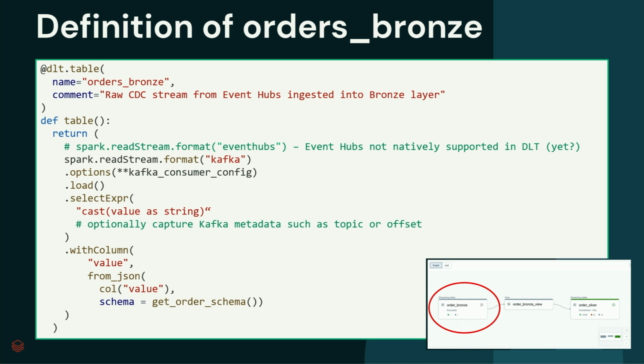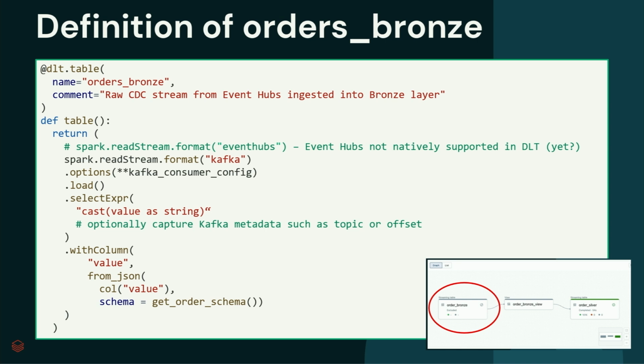Good. Here's the definition of the orders bronze table. This is a little small. So what happens here? I define the table. Then this reads from a stream, read stream format Kafka. You might ask, why is this Kafka? When I earlier said we're using Event Hubs. Event Hubs implements the Kafka interface, so we can use that.